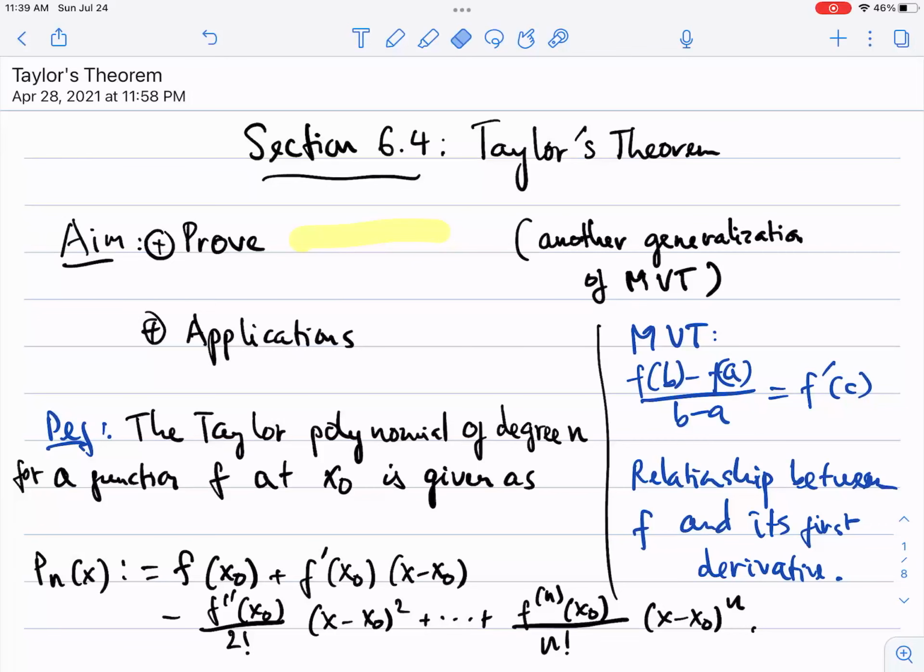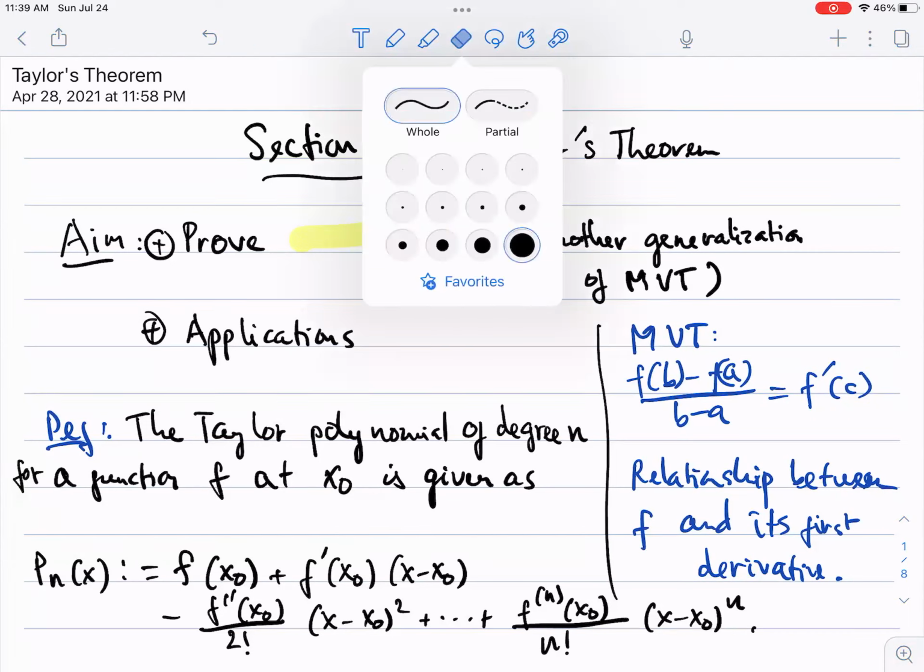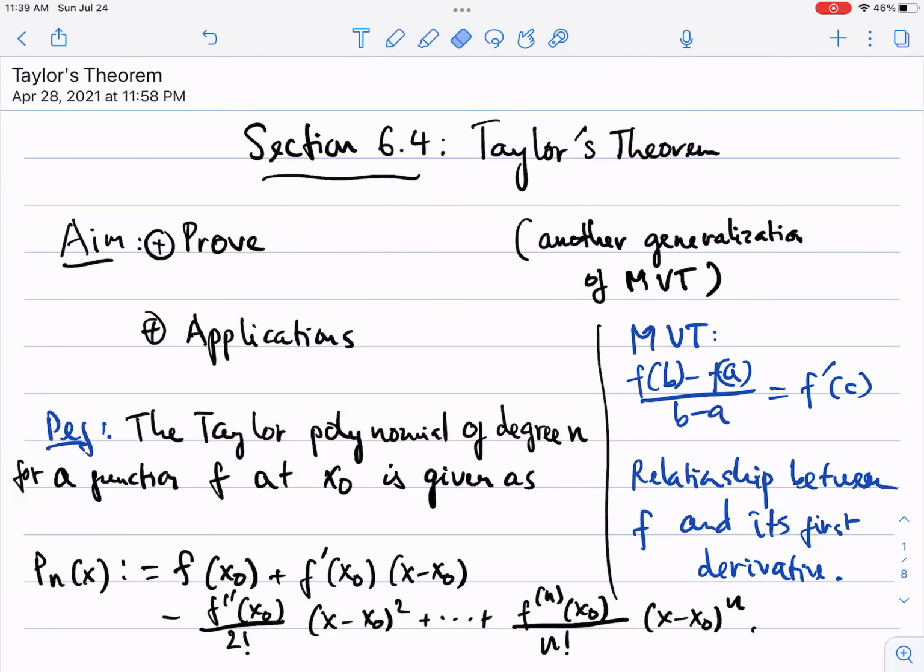Hello everyone. Today we discuss section 6.4 about Taylor's theorem. The aim of this discussion is twofold. First, we would like to prove this Taylor theorem, which is another generalization of the mean value theorem. And the second aim is to discuss several applications of this theorem.